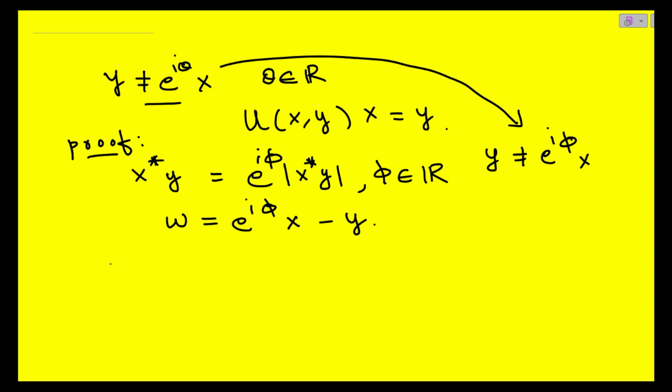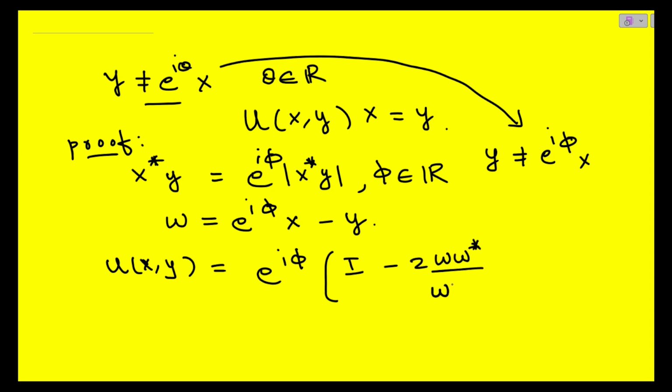Now, what is that unitary matrix? The unitary matrix will turn out to be e to the power i phi times the identity matrix minus 2 omega omega star divided by omega star omega. It turns out this is the unitary matrix that's going to do this transformation, which is going to take your x to y. So first thing, how do we prove that U is a unitary matrix?